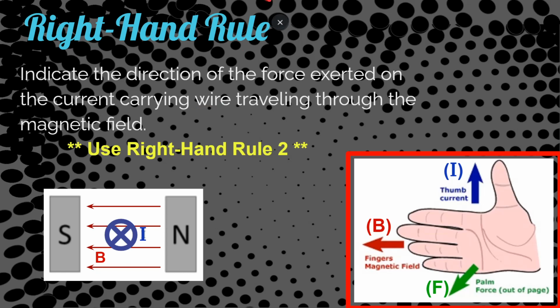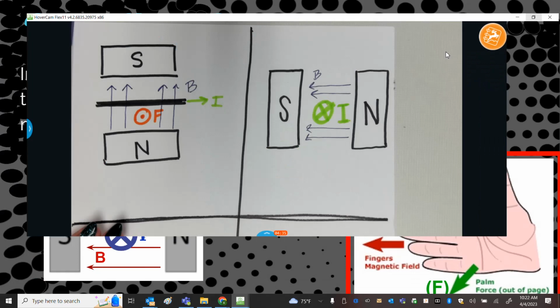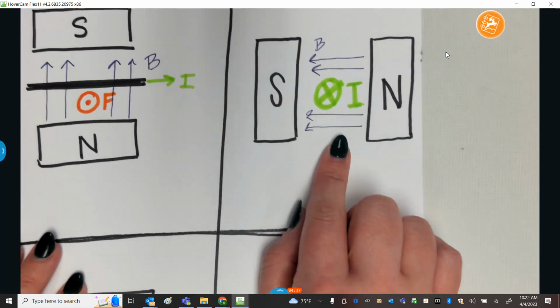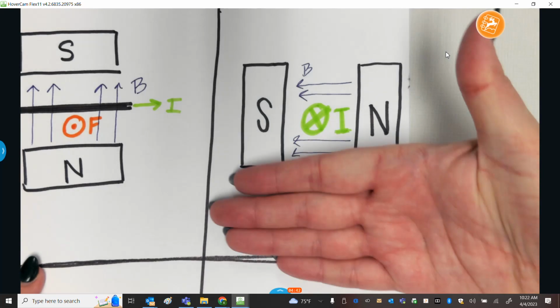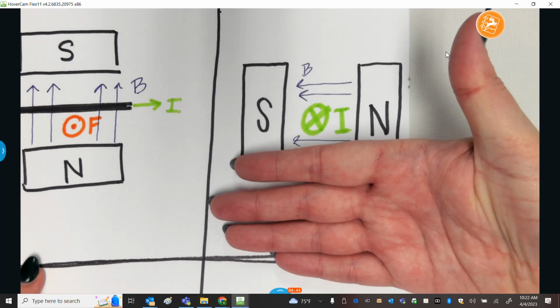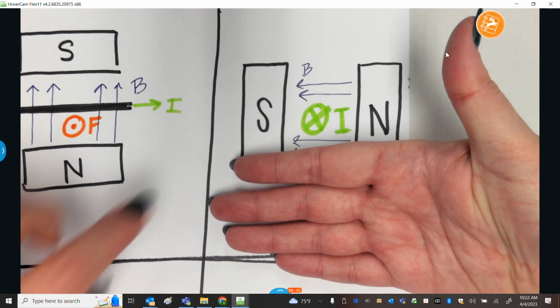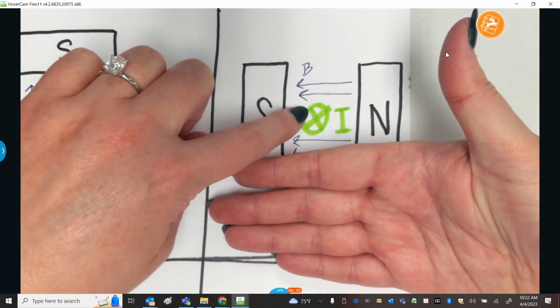So again, let's go ahead and take a look at this example. I sketched it here, and we're going to do the right-hand rule. My fingertips need to go north to south, which they currently are, but the problem right now is my thumb. My thumb needs to be in the direction that the current is shown.